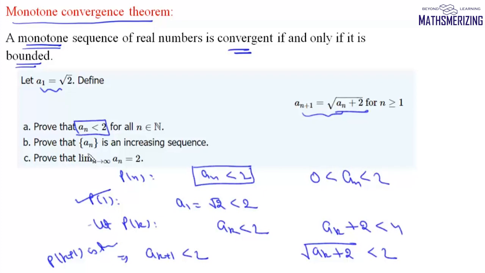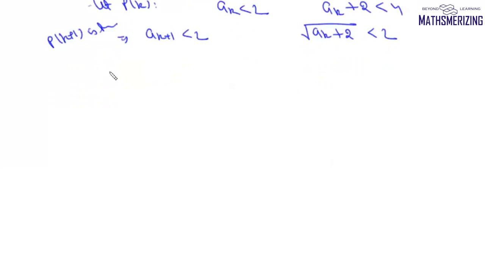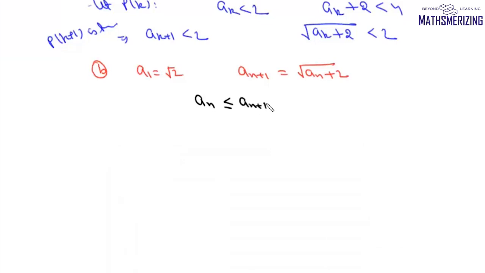Now the second part is we need to prove that this an is an increasing sequence. Now we are given that a1 is root 2 and a(n+1) is under root of an plus 2. We have to prove that this sequence is an increasing sequence. That is, an is less than or equal to a(n+1). Now for this part also we'll use induction. So this is our assertion. And first we'll prove it for n equals 1.